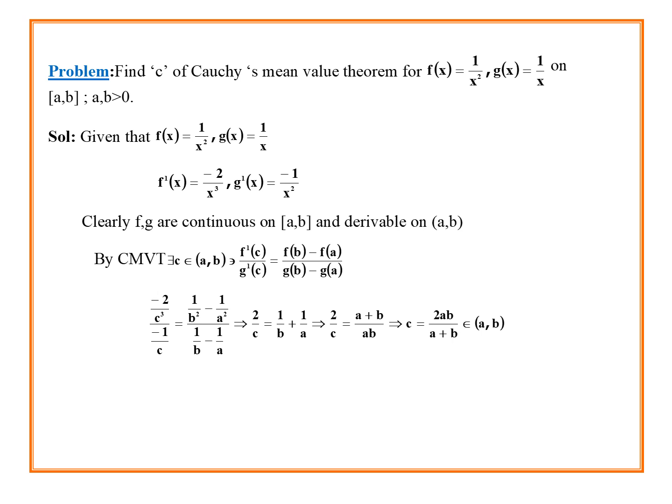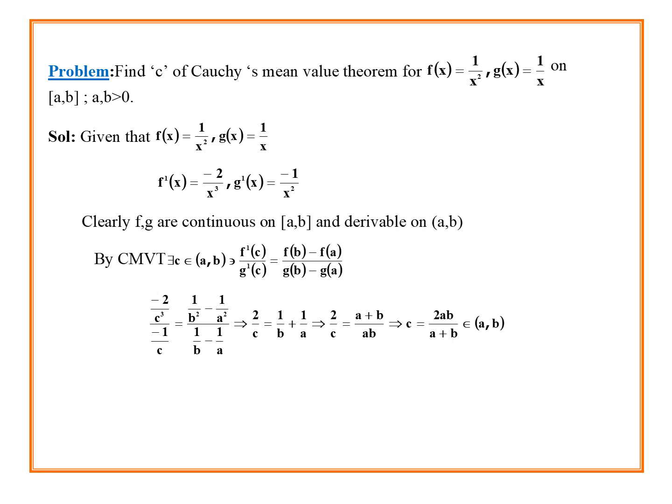By Cauchy's mean value theorem, there exists c belongs to open interval a comma b such that f dash c by g dash c is equals to f of b minus f of a by g of b minus g of a. Now we are substituting: minus 2 by c cube by minus 1 by c square is equals to, this is f of b value, this is f of a value, 1 by b square minus 1 by a square by 1 by b minus 1 by a.